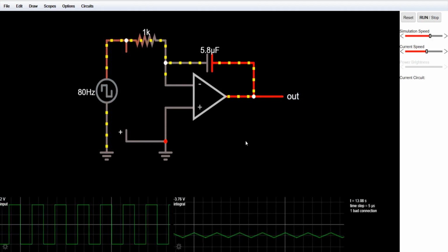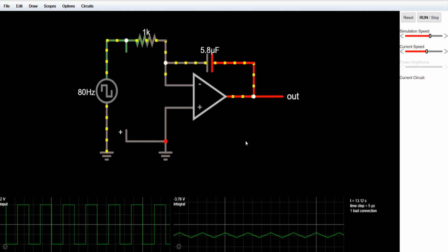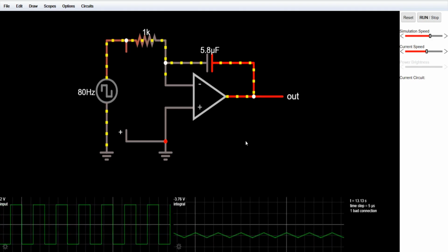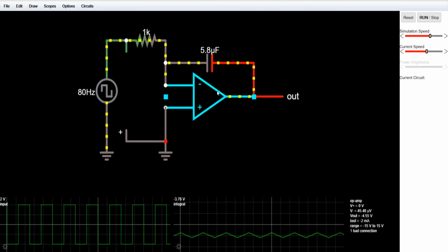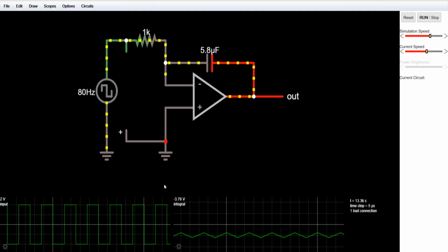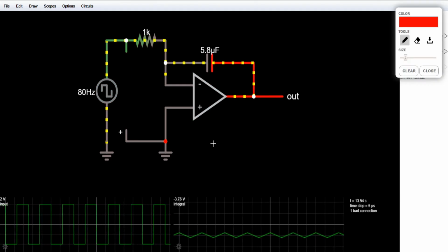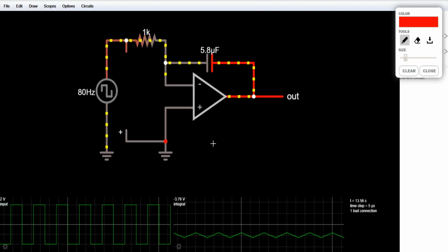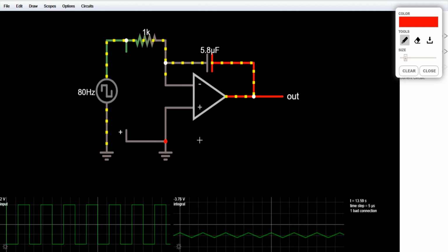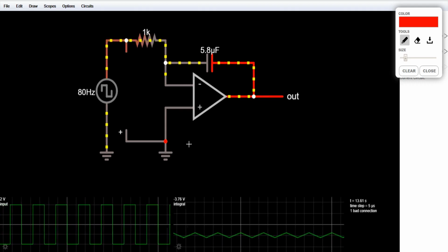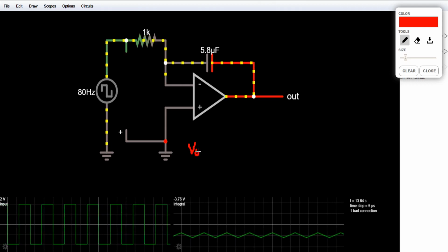These integrators are used in various wave shaping circuits, in analog to digital converters and in analog computers. Keep this in mind that this is an ideal integrator. Here, if I denote the input voltage by Vin and the output voltage by V naught, then the relationship between the input and output voltage is given by this formula. This is the output voltage V naught.